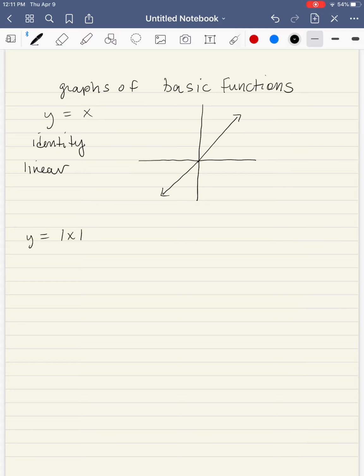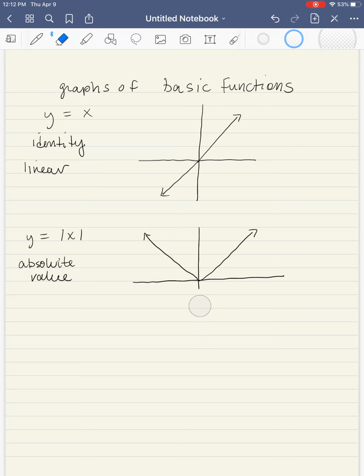We also have the graph of y equals the absolute value of x. And we see that it looks the same as the identity function when x is positive, y is positive. But if x is negative, y is still positive, and it gives us the shape that looks like that.